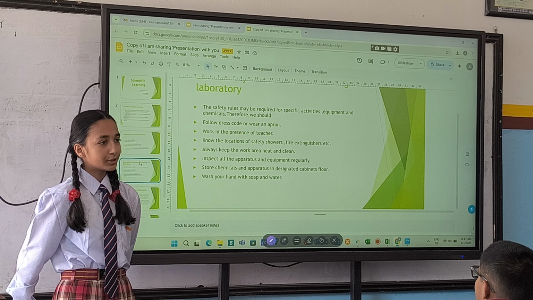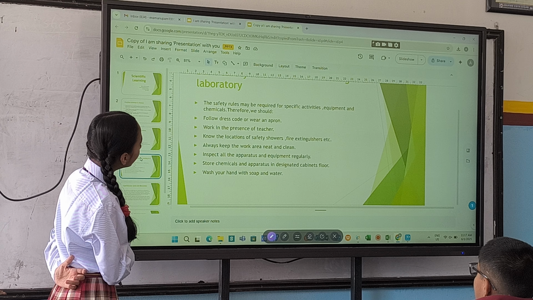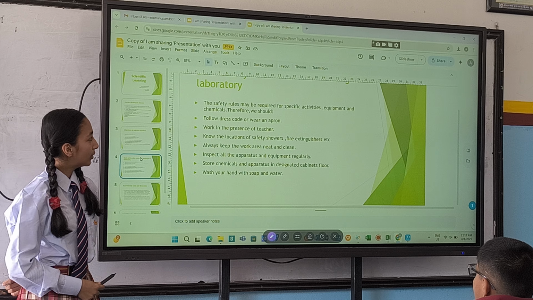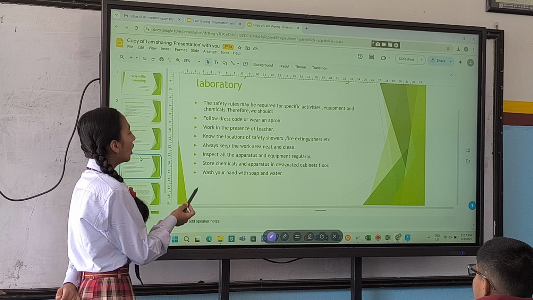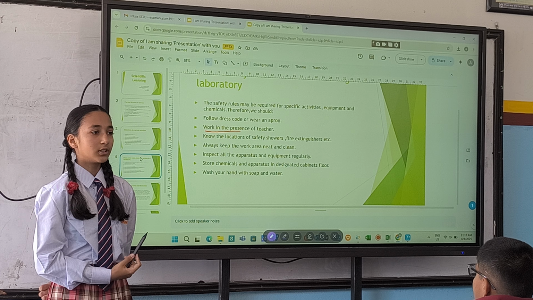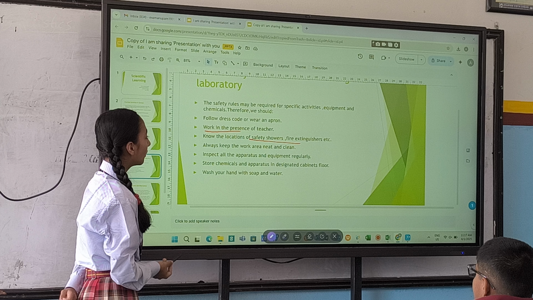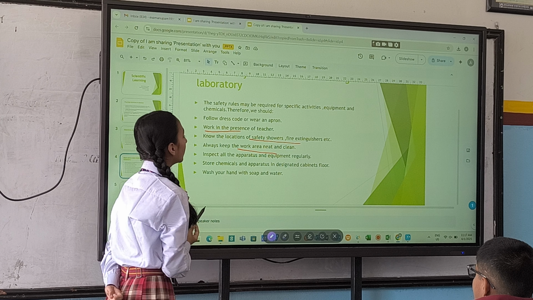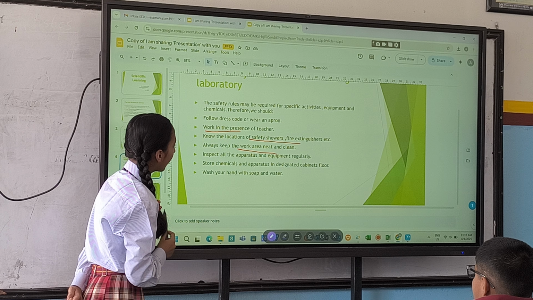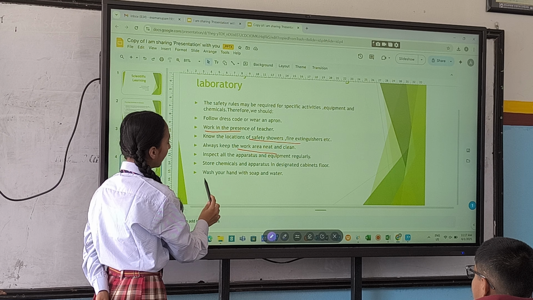Some of the basic safety rules whenever we enter the lab are: follow the dress code and wear an apron to be safe from the chemicals. We should always work in the presence of the teachers. We should know the locations of the safety showers and fire extinguishers. We should always keep the work area neat and clean. We should inspect all the apparatus and equipment regularly. We should store the chemicals and apparatus in designated cabinets, and we should wash our hands with soap and water.